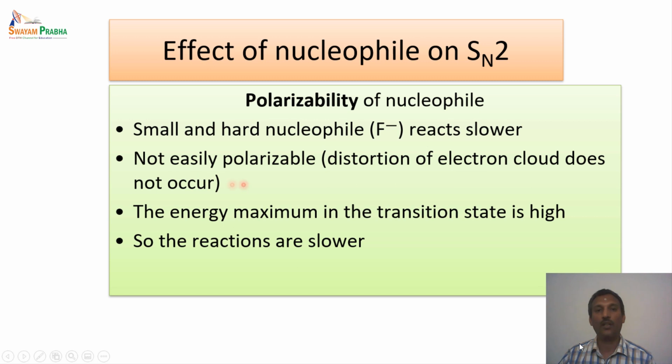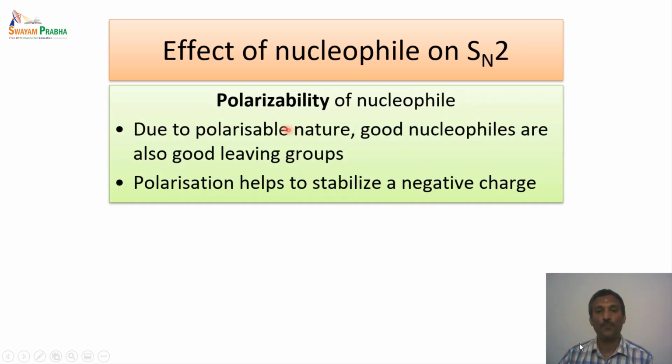slower because they are not easily polarized. Because according to HSAB principle also, we can explain the same. The energy maximum in the transition state is very high for the small and hard nucleophiles. So they react slow.